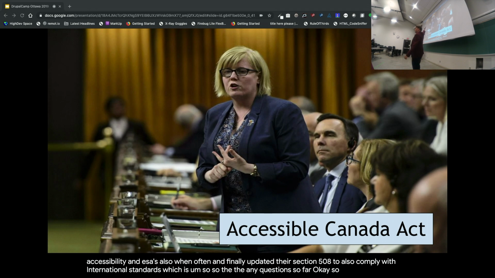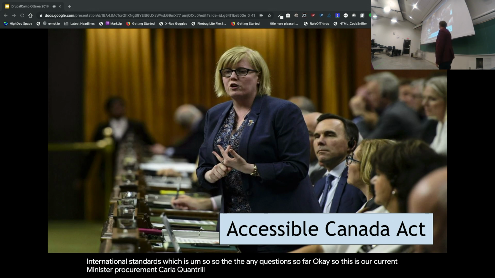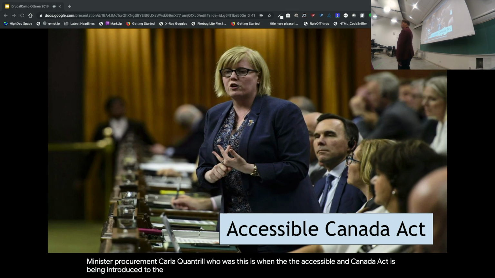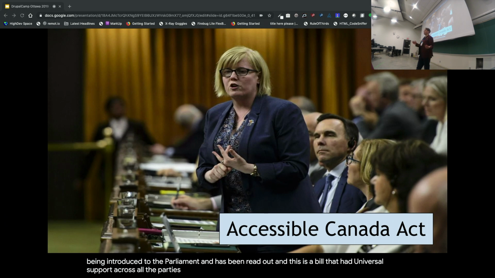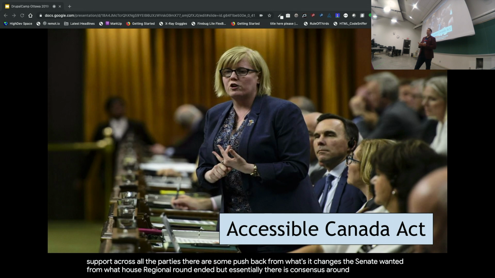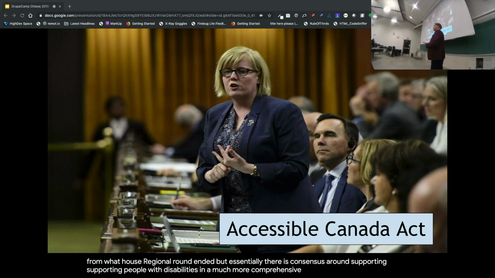This is our current Minister of Procurement, Carla Qualtrough, when the Accessible Canada Act was being introduced to Parliament and was being read out. And this is a bill that had universal support across all of the parties. There was some pushback on what changes the Senate wanted from what the House originally recommended, but essentially there is consensus around supporting people with disabilities in a much more comprehensive way and to bring it into law.